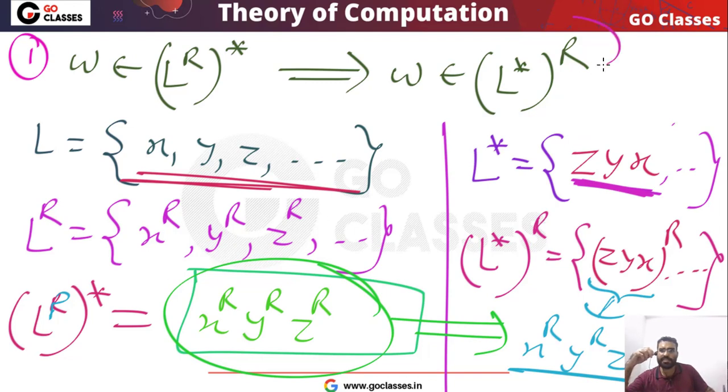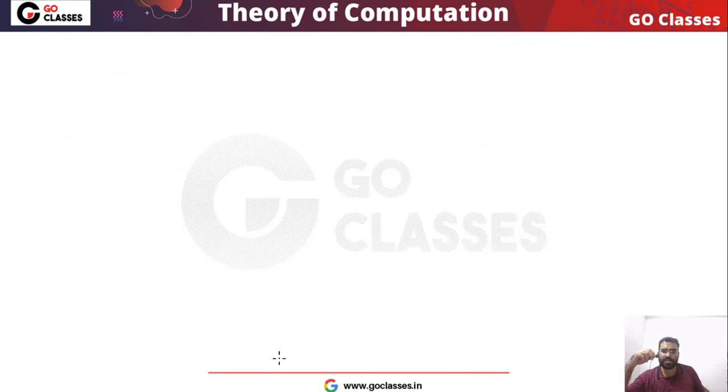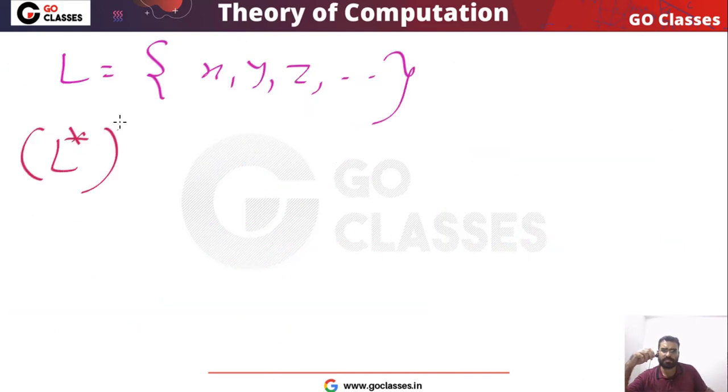Because remember, if any string is here, then that string will look like this. For example, remember your L is like this: L is W, X, Y, Z, and something. Now, if any string belongs to L star whole reverse, which type of strings will you have in this L star whole reverse? Give me one demo. First of all, in this L star, what type of strings will be there? This type of string will be there in L star. For example, I can say X, Y, Z. Okay, this type of string will be there in the L star.